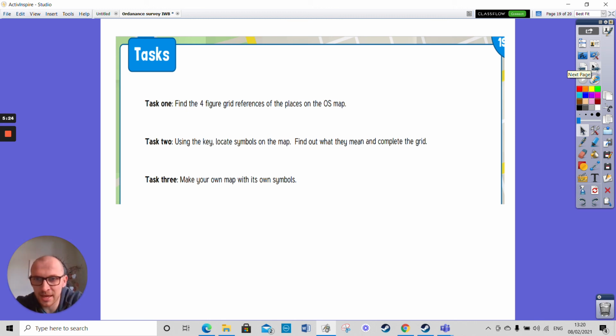Your tasks today are, for task 1, you've got to find the 4 figure grid references of the places on the map that you were given. Task 2, you've got to use the key to locate symbols on the map, find out what they mean and complete your grid. So they're your first 2 tasks. If you get those done, I would like you to make your own map with its own symbols. You would stick these 2 tasks in your theme project book, and then on the next clean page, you can have a go at making your own Ordnance Survey Map. If there are any questions, you can log in to Dojo and ask me.